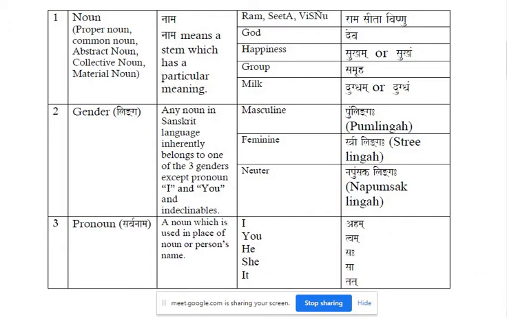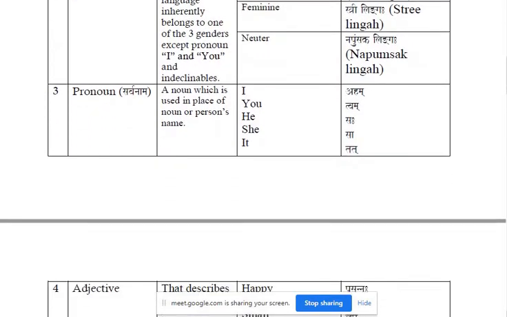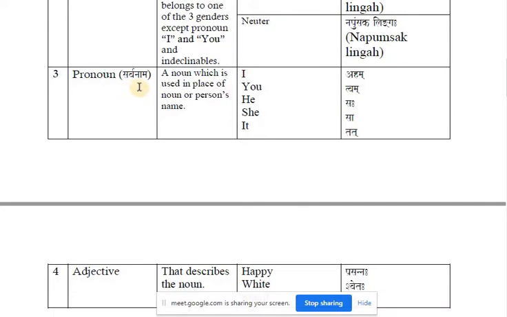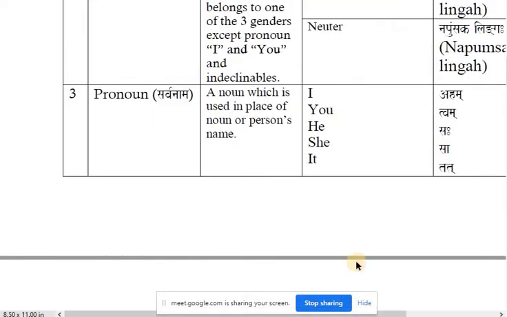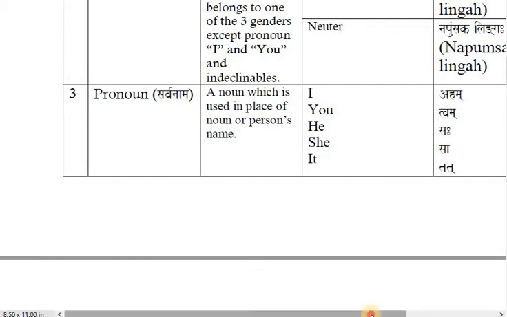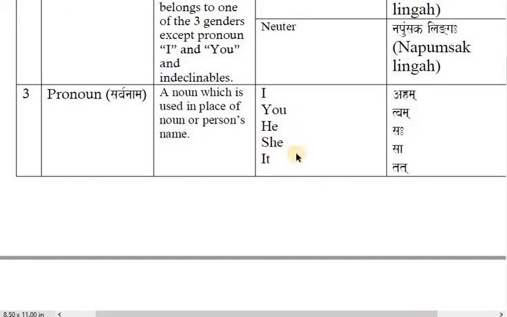Now next we have pronoun. Students, in English we have pronoun. It is called Sarvanama in Sanskrit. What is it called? Sarvanama. A word that is used in place of a noun, or a person's name, is called a pronoun, like I, you, he, she, it. So I is called Aham in Sanskrit. Right? Let me zoom a little bit. Yes. You is Tvam, he is called Sah, she is called Sa, it is called Tat.